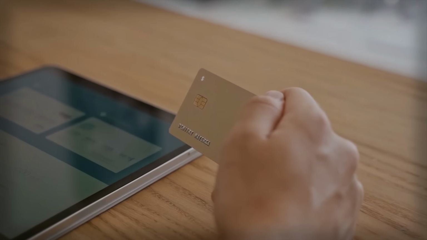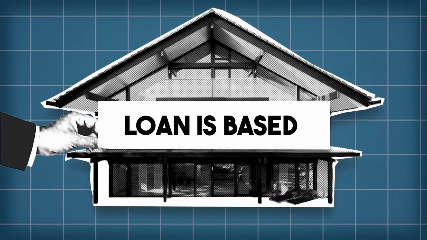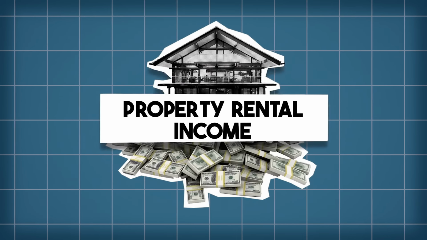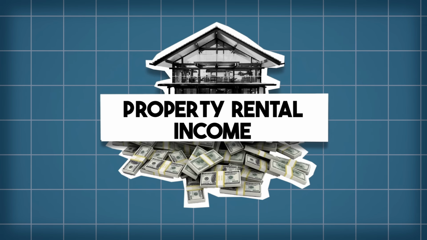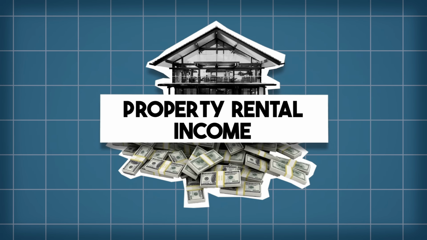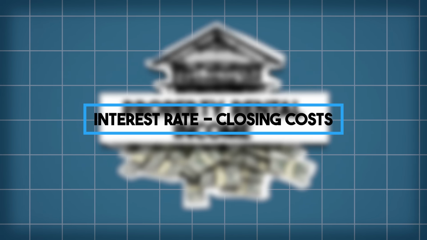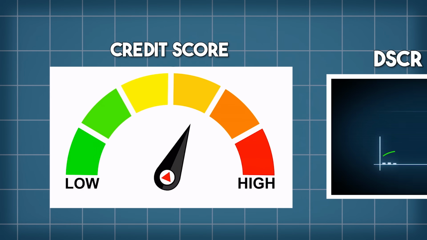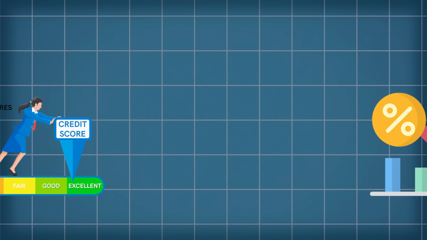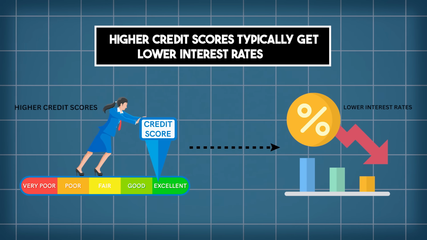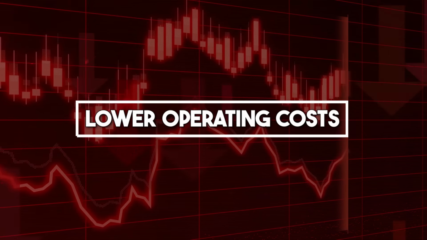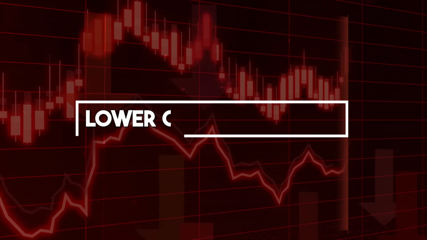First, maintain a good personal credit score. Even though the loan is based on property rental income, a strong personal credit score reduces your borrowing costs, such as interest rate and closing costs. A higher credit score improves your DSCR ratio since higher credit scores typically get lower interest rates. And this means lower operating costs.